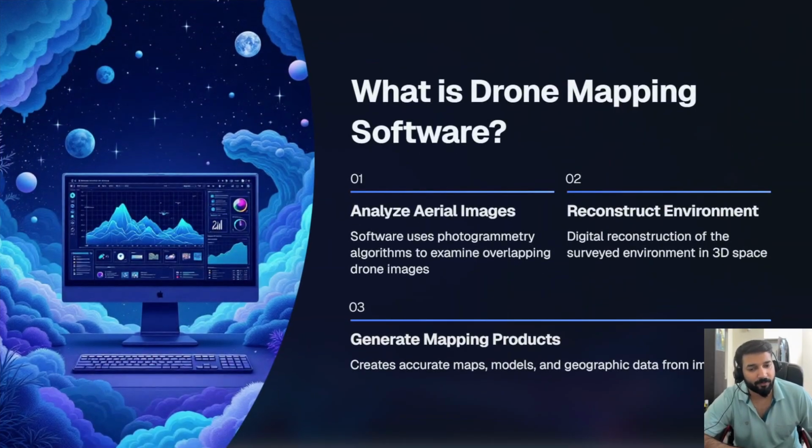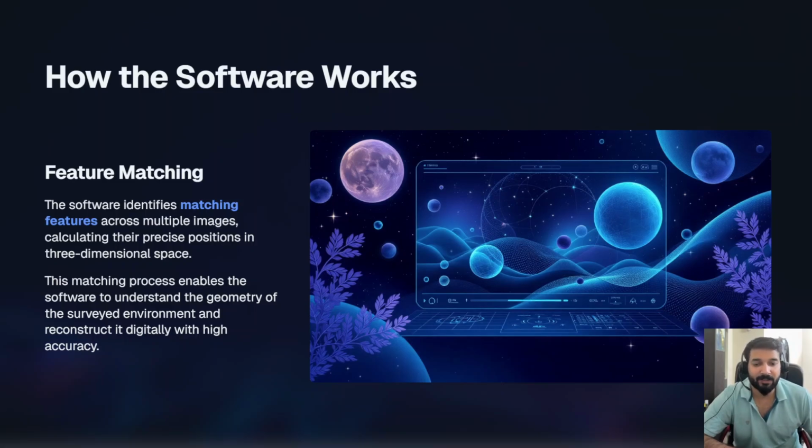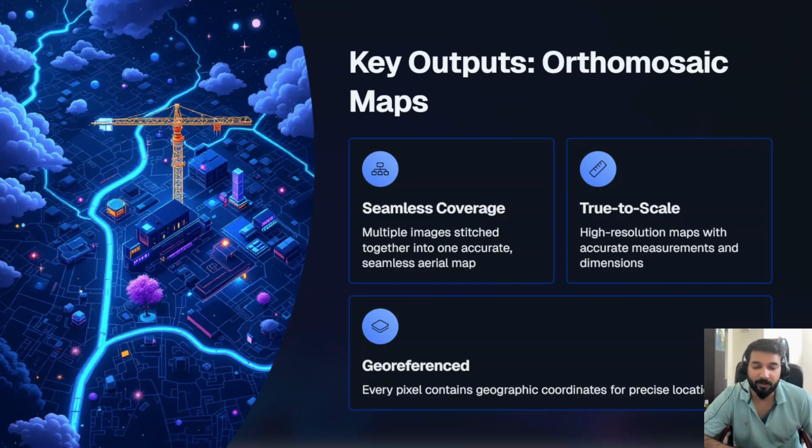What is drone mapping software? Drone mapping software is a specialized type of software designed to analyze aerial images and convert them into usable mapping products. Using photogrammetry algorithms, the software processes overlapping drone images and reconstructs the surveyed environment digitally. During this process, the software identifies matching features across multiple images, calculates their position in three-dimensional space, and generates different mapping outputs.